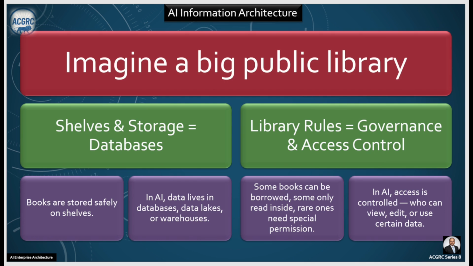Some books can be borrowed, some can only be read inside, and for the rare ones, you need special permission. Similarly, in AI, access is controlled: who can view, who can edit, or who can use certain data. That's your governance and access control.